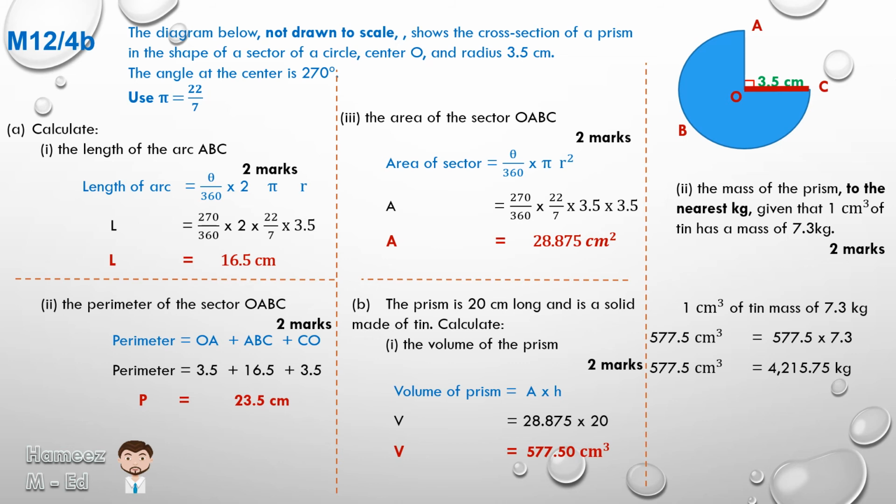Now let's go back and see if this is our final answer. In part 2, they told us, reading above in bold, to the nearest kilogram, which means we have to approximate our answer to a whole number. So 577.5 cm cubed of tin is approximately equal to 4,216 kilograms of tin.